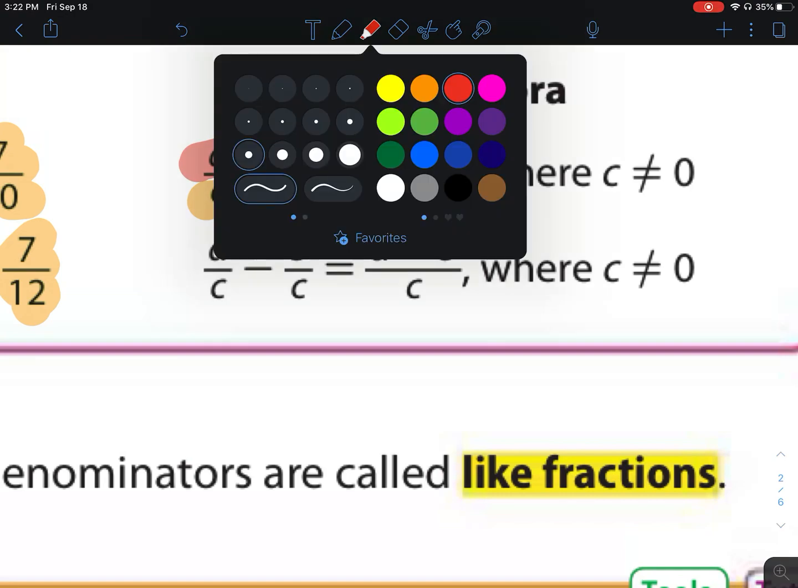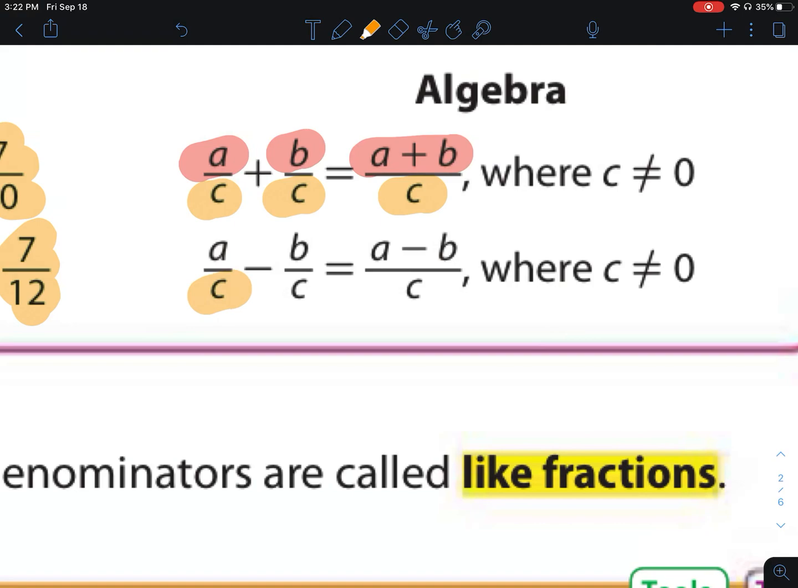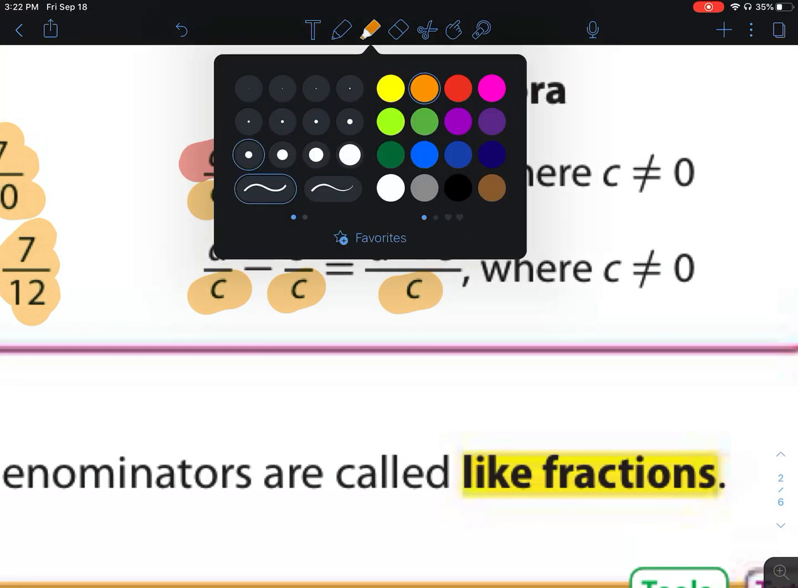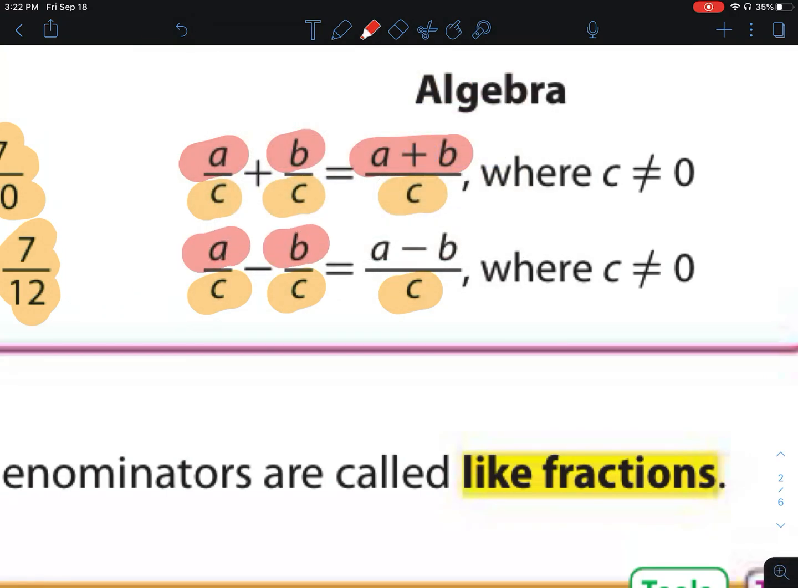And subtraction is the same way. We have the same denominator, so we keep the denominator c, and we simply subtract a and b. So the answer is a minus b over c, where c is not equal to 0. This condition tells us that c should not be equal to 0 because you cannot divide anything by 0. And that's the reason why your denominator should not be equal to 0. If the denominator is equal to 0, the number would be undefined.